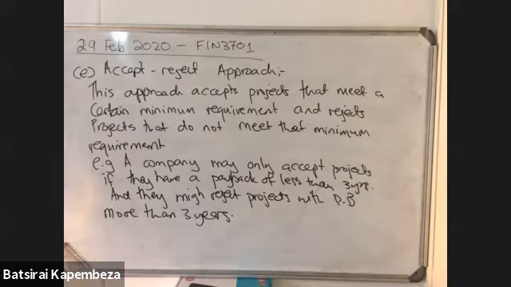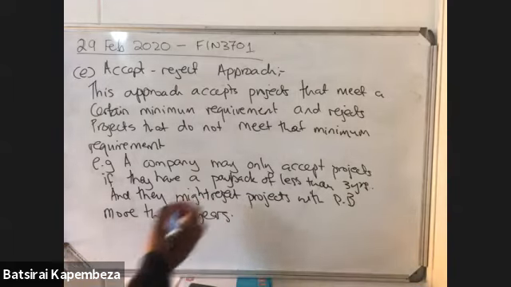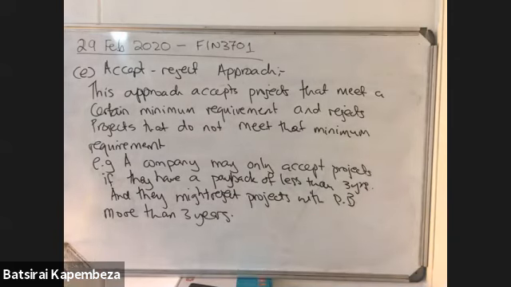It can also work with NPV. The company might only accept projects with a positive NPV or with an NPV greater than a certain amount, and they might reject projects with an NPV which is less than a certain amount. They accept as long as the NPV meets the minimum requirement, and they reject if the NPV of the project doesn't meet that minimum requirement. So that is the accept reject approach, right?